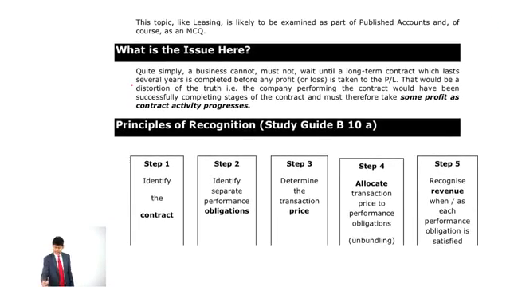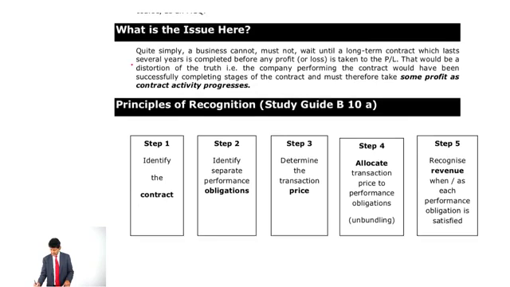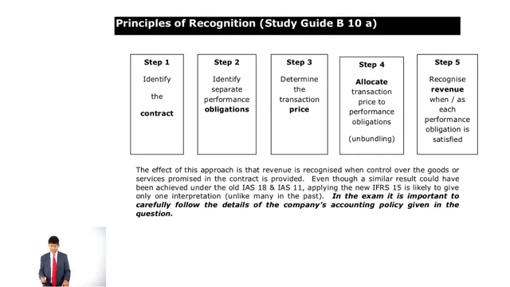What's the issue here? A company cannot, must not, wait till a long-term contract which lasts several years is completed before any profit or loss is taken to the P&L. Obviously that would be a distortion of the truth, would not be faithful representation. So as the contract progresses, some profit must be taken. Principles of recognition, COPAR, as you can see there.